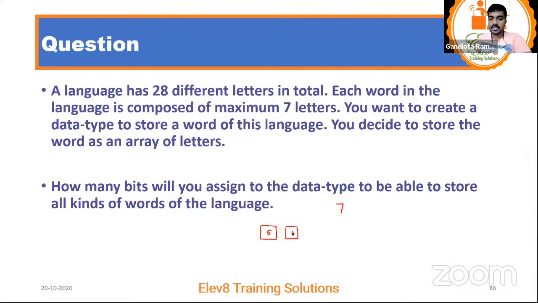ఫస్ట్ లెటర్ కి 5 bits, సెకండ్ లెటర్ కి 5 bits, థర్డ్ లెటర్ కి 5 bits. సో అలా సెవెంత్ లెటర్ కి 5 bits. సో టోటల్ 35 bits మా. Total you have 35 bits ma. Required 35 bits required to store the 7 letters word. Right? Is this clear?